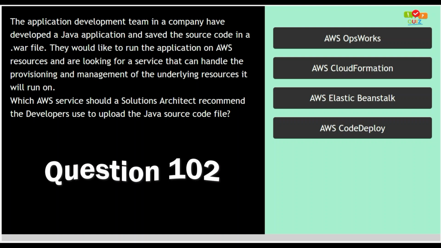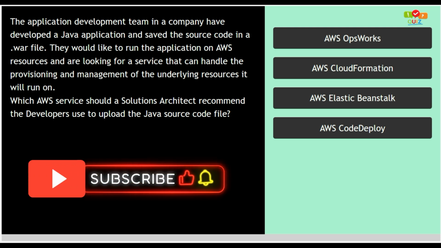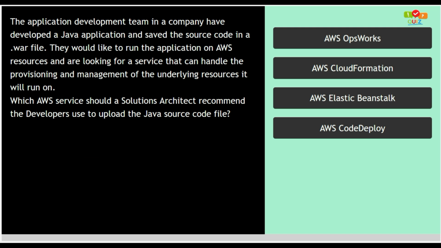So the first question is, the application development team in a company have developed a Java application and saved the source code in a .war file. They would like to run the application on AWS resources and are looking for a service that can handle the provisioning and management of the underlying resources it will run on. Which AWS service should a solutions architect recommend the developers use to upload the Java source code file?